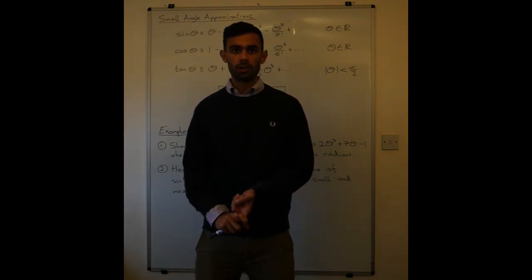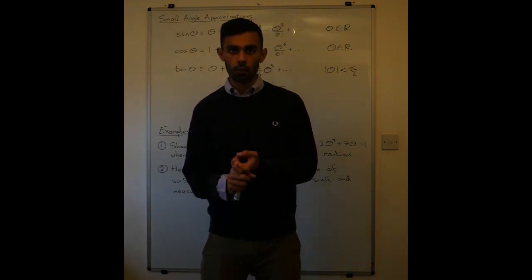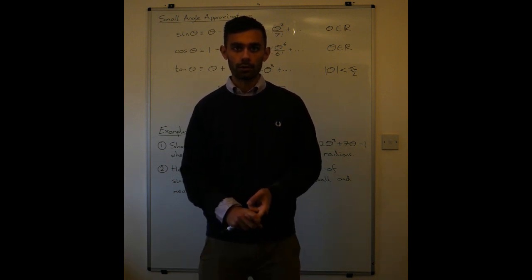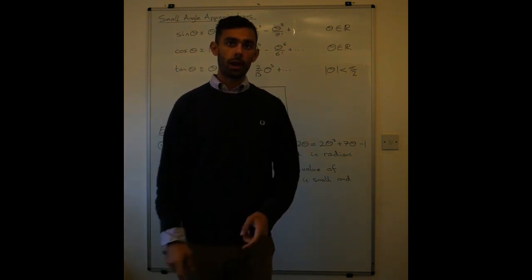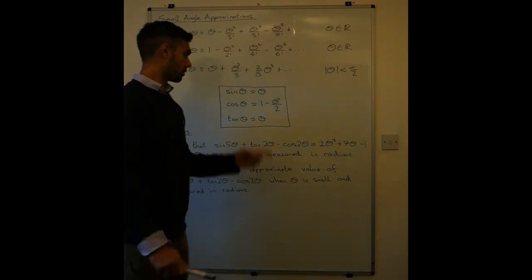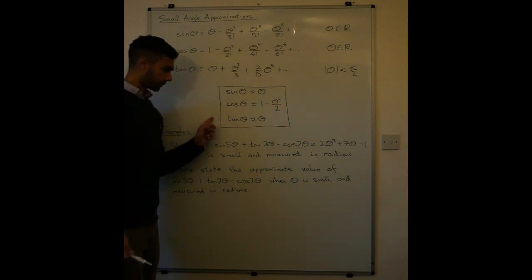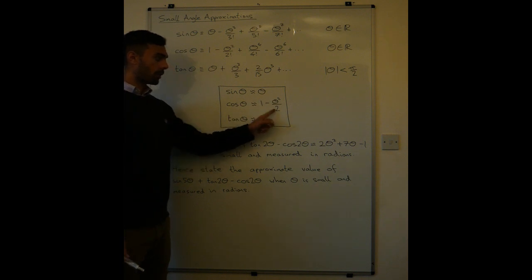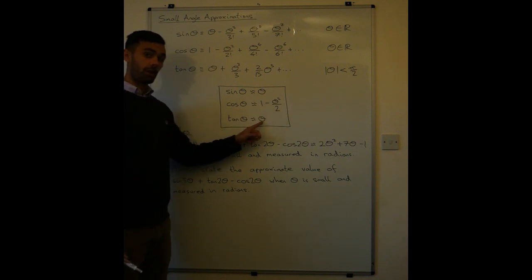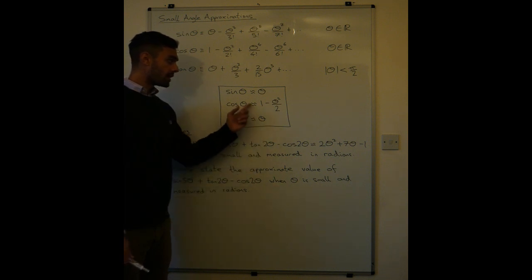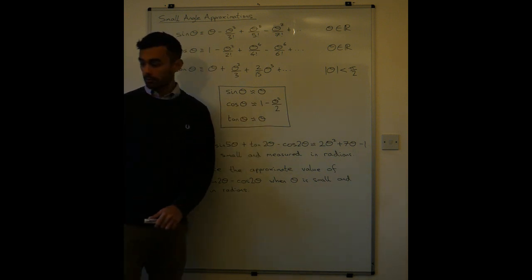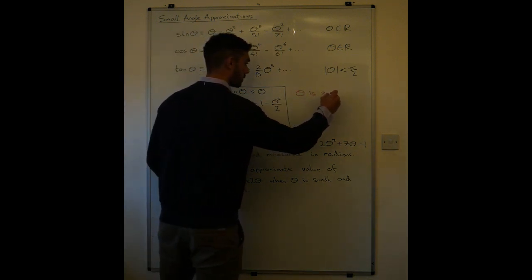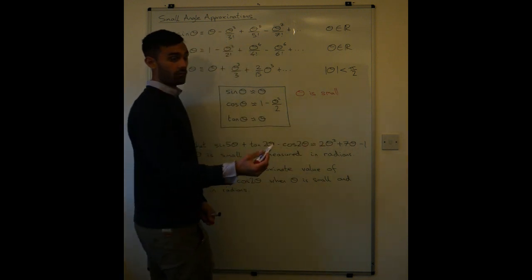In this video, we're going to look at the small angle approximations for all three trig functions, where they come from, and how to apply them to a question. First of all, the small angle approximations are given in the middle of the board here. So you can see sine theta is approximated just by theta, cos by this expression, tan by this expression. And these approximations are only accurate if theta is small and measured in radians.